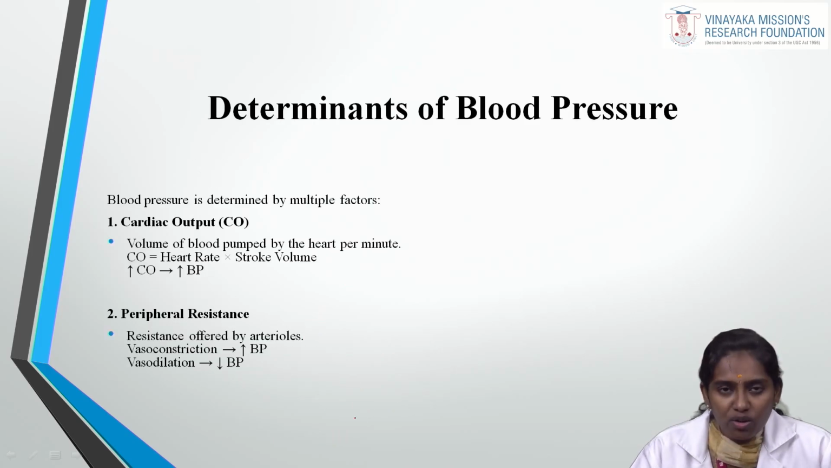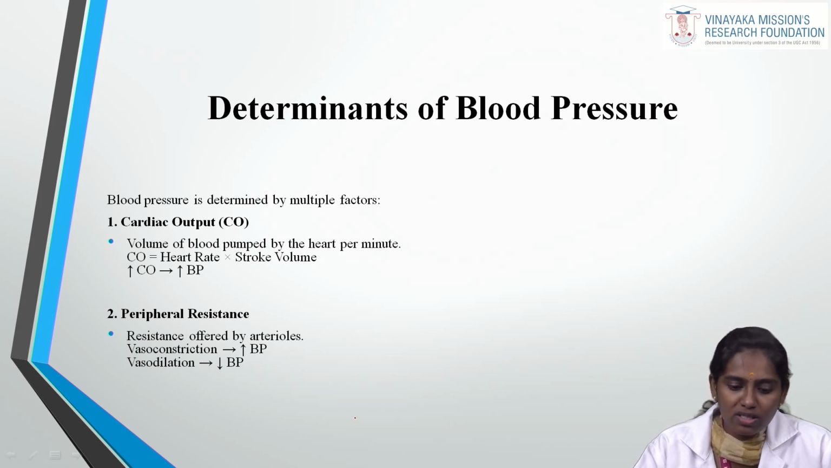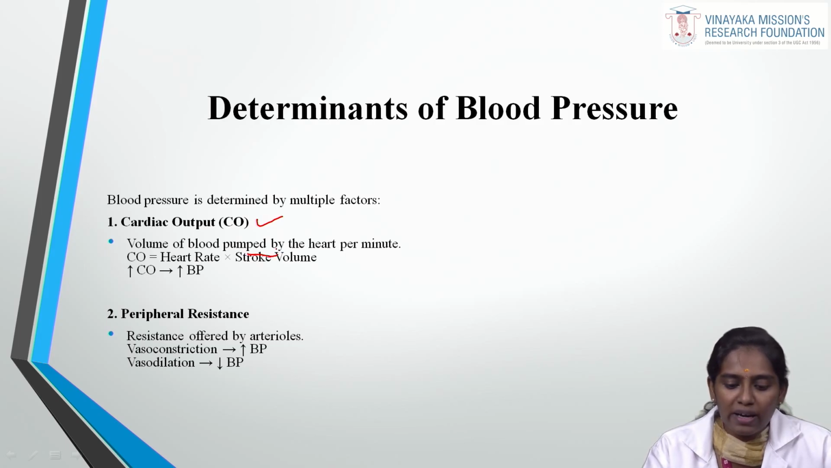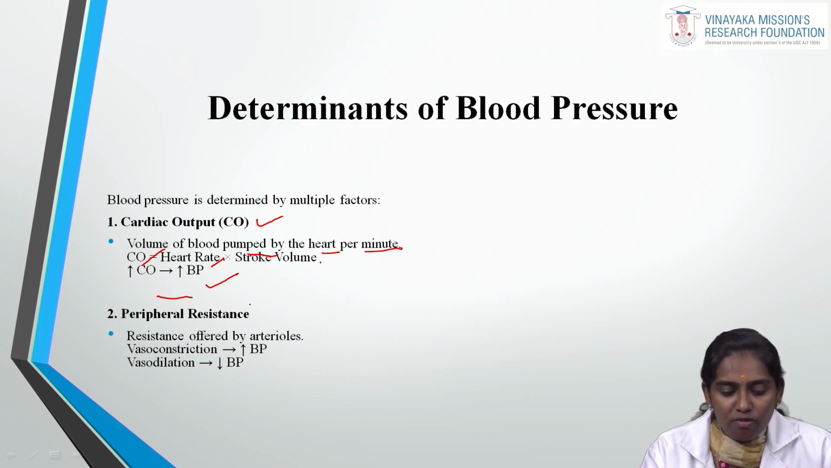Then determinants of blood pressure. How will you determine the blood pressure? You can determine it by various multiple factors. The main thing is cardiac output. Cardiac output is the amount of blood pumped by the heart per minute. Then how will you define cardiac output: heart rate into stroke volume. Stroke volume means what? Stroke volume is the amount of blood pumped by the heart per beat. Heart rate is the palpation for 1 minute. So these both help in determining blood pressure.